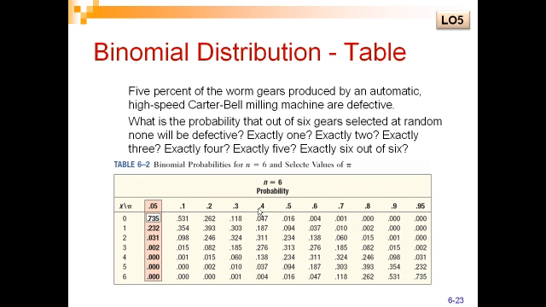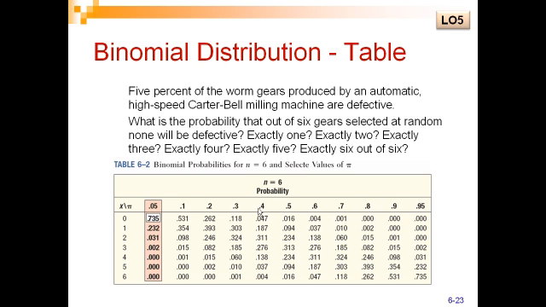Refer to Table 6.2 for the probability of exactly 0 defective gears. Go down the left margin to an x of 0. Now, move horizontally to the column headed by a pi of 0.05 to find the probability. It is 0.735. The probability of exactly 1 defective in a sample of 6 worm gears is 0.232.